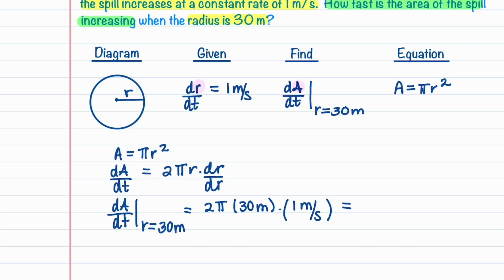So this gives us an answer of 60 pi meters squared per second. We can now say that the area of the spill is increasing at a rate of 60 pi meters squared per second.